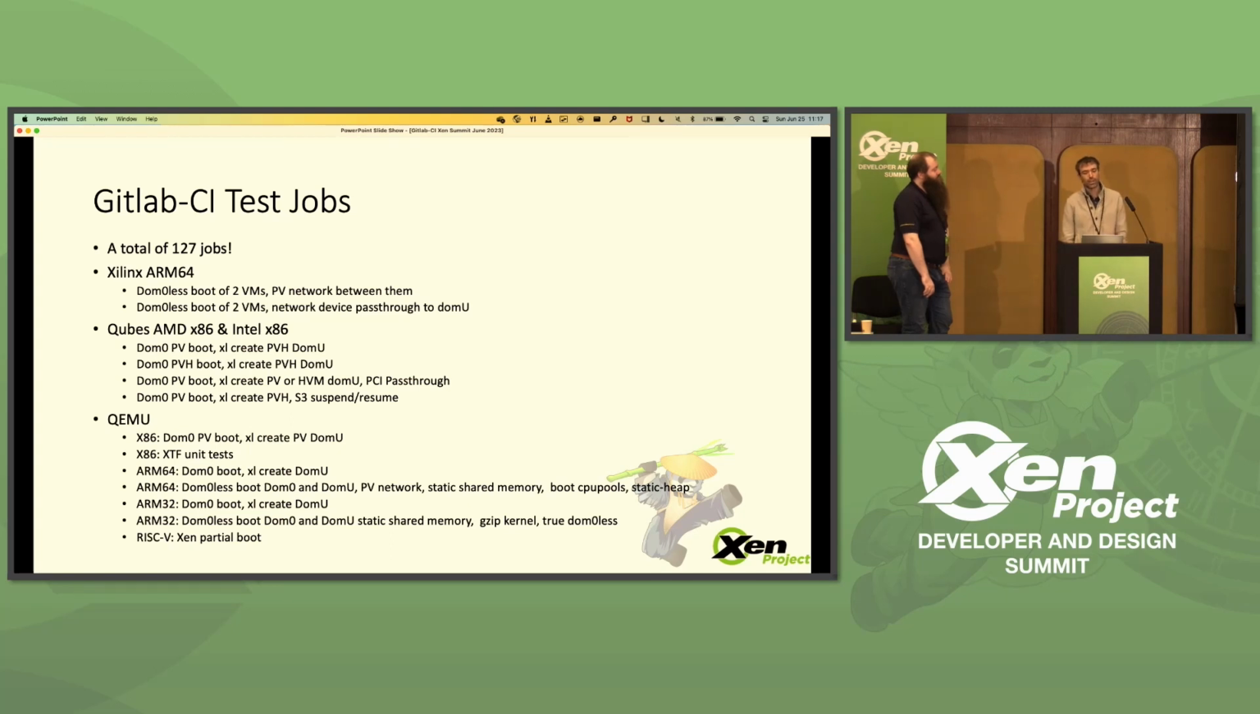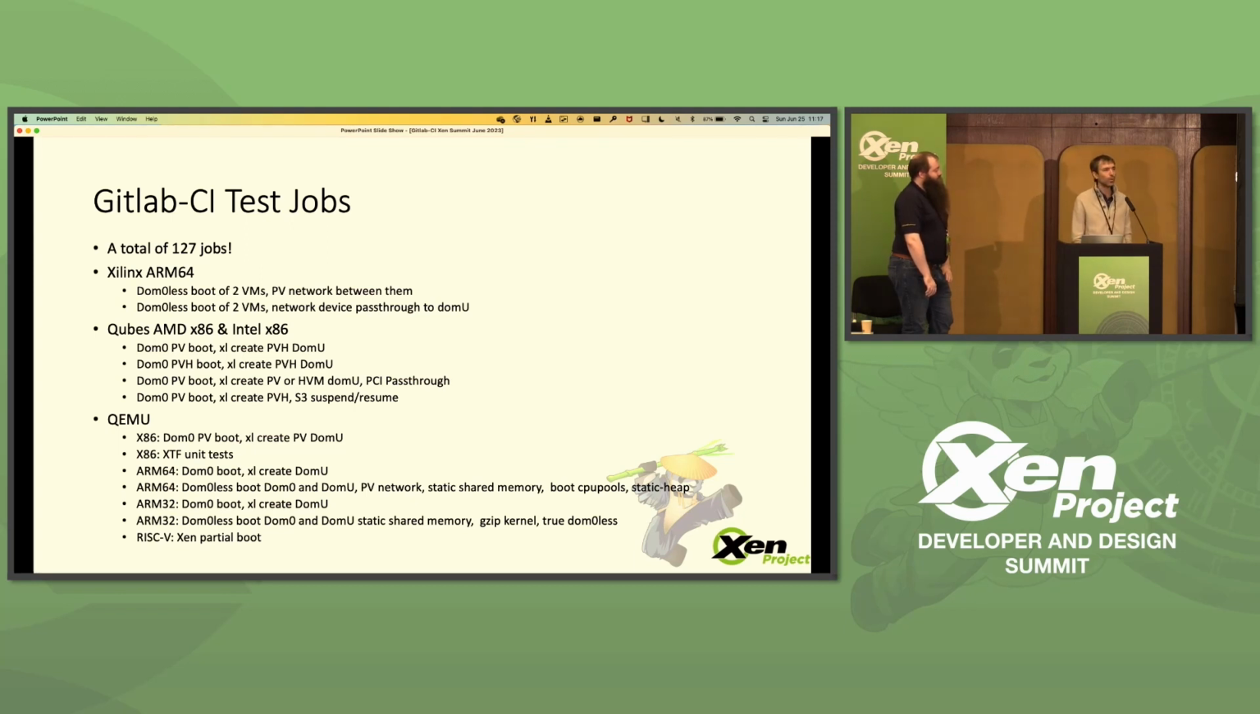We have 127 jobs today, including the build jobs and the test jobs. So this is an incredible amount, and I'm going to make the claim that we already test more things than OSSTest ever tested. We include S3 suspend resume tests, as well as detailed DOM0-less tests, all sorts of combinations.